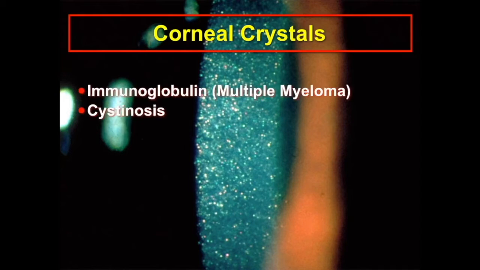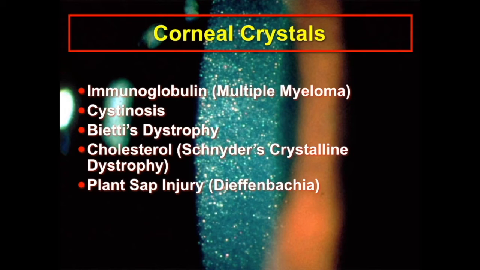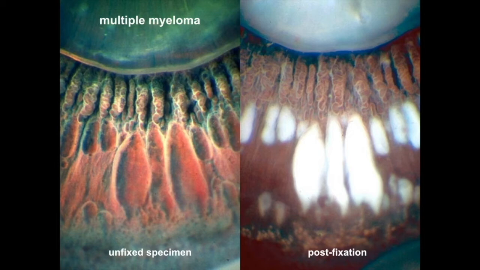Other causes of crystals include cystinosis, Bietti's dystrophy, which also has crystals in the retina. I've never seen a case of that. Cholesterol and Schnyder's dystrophy. Plant sap acid injury, I'll show you an example of that. Dieffenbachia keratopathy. Here's another thing that you can see in multiple myeloma.